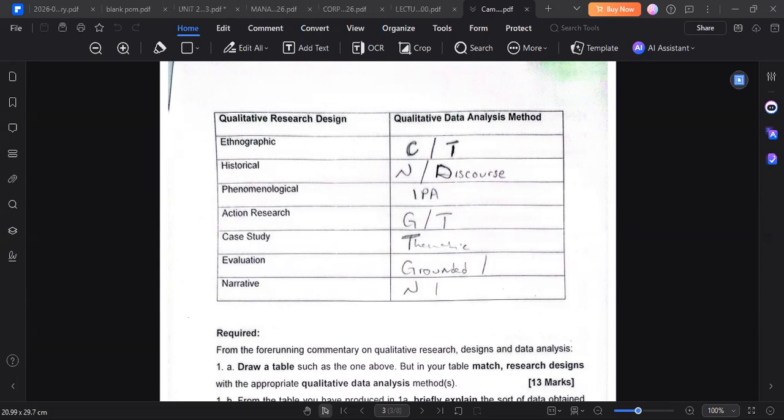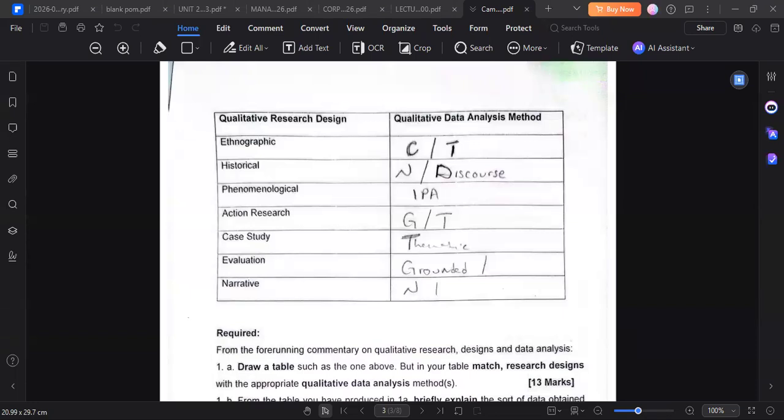reflects historical meaning. Phenomenological, we said here we use what? Interpretive phenomenological analysis. Mainly, we are focusing on the lived lives of individuals. So IPA will help you as a researcher to interpret how these participants make sense of their experiences. Mainly, it involves you having a deep reflection, identifying the core meanings, the essence behind.